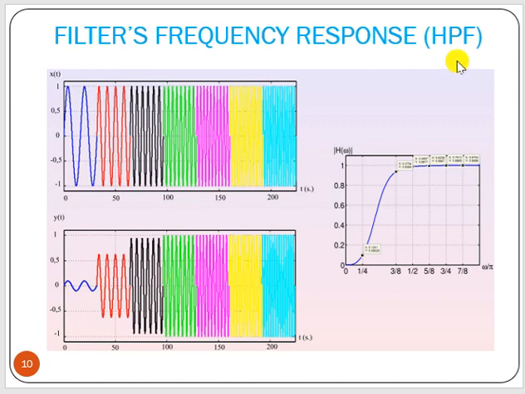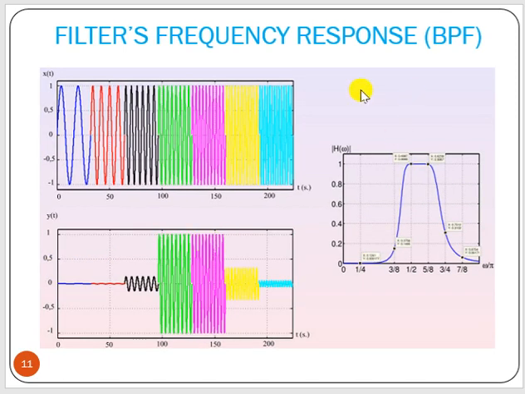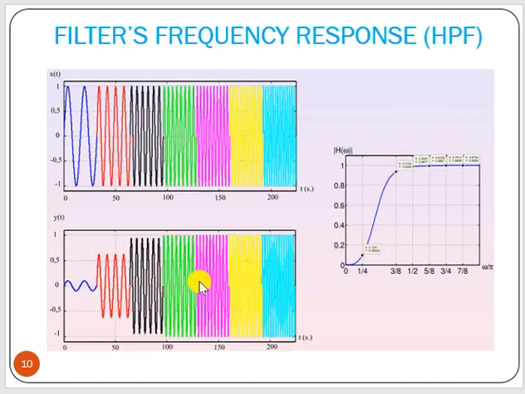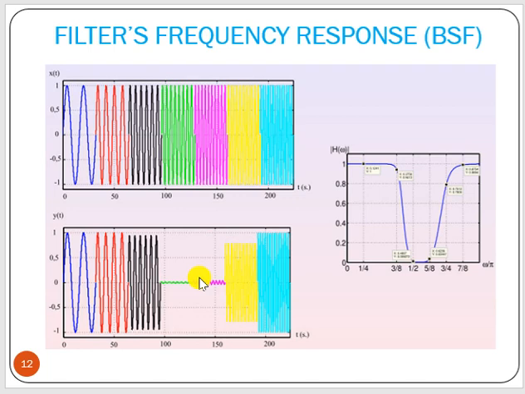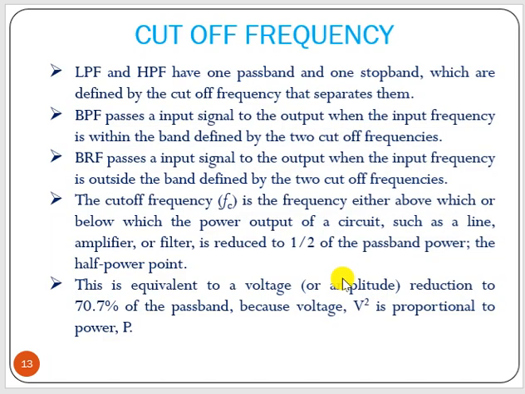Similarly, for a high pass filter, it is blocking this, and it is passing this high frequency range properly, and it is blocking the low frequency range. For a band pass filter, it is passing this range of frequency and attenuating other ranges of frequencies. Similarly, for band stop, it stops a band of frequencies, and it passes other bands of frequencies. So these are the four types of filters.